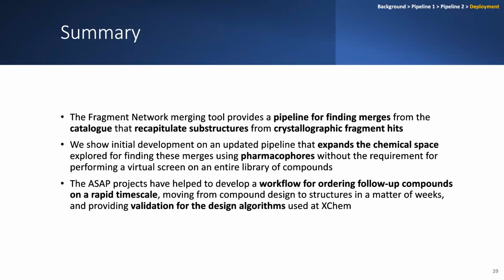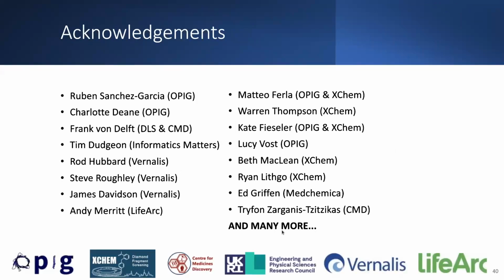So in summary, the Fragment Network merging tool provides a pipeline for finding mergers from the catalog. And we show initial development on an updated pipeline that's looking at expanding the chemical space that we explore to find these mergers using the pharmacophores. And these ASAP projects have helped us to start to develop a workflow for ordering these follow-up compounds on a rapid timescale to allow rapid progression of these fragment hits and help provide some validation for the design algorithms used at XChem.